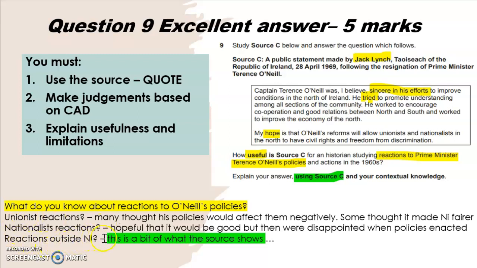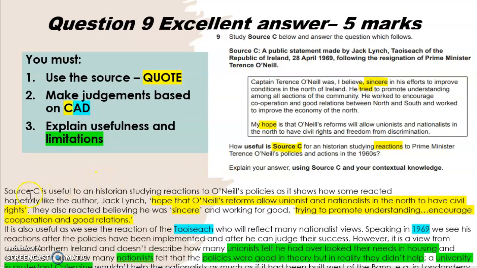What were reactions like outside Northern Ireland? And in this case, that's why this source is useful. It shows us what someone outside of Northern Ireland thought about O'Neill's policies. So let's get to looking at an answer. In this case, we are making a judgment.